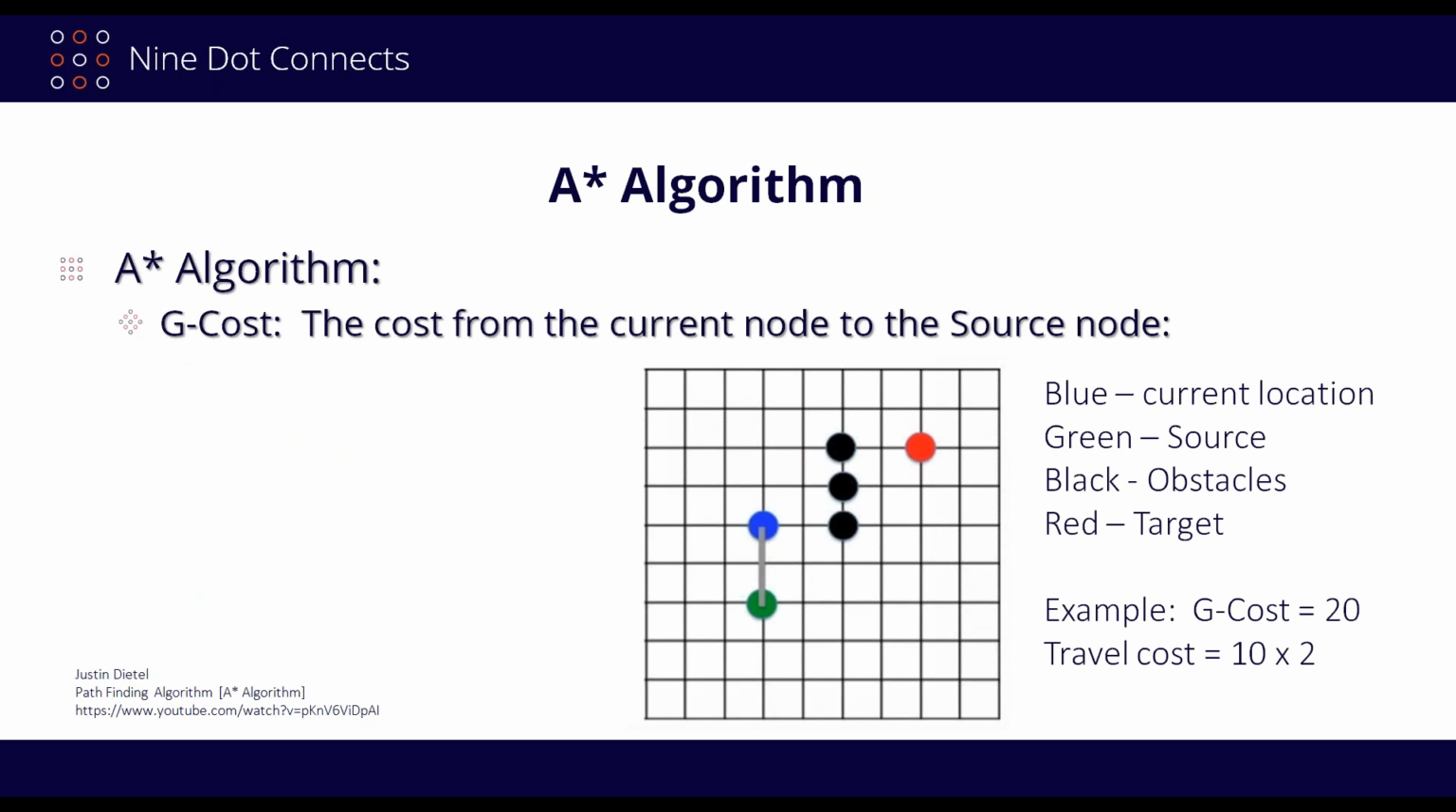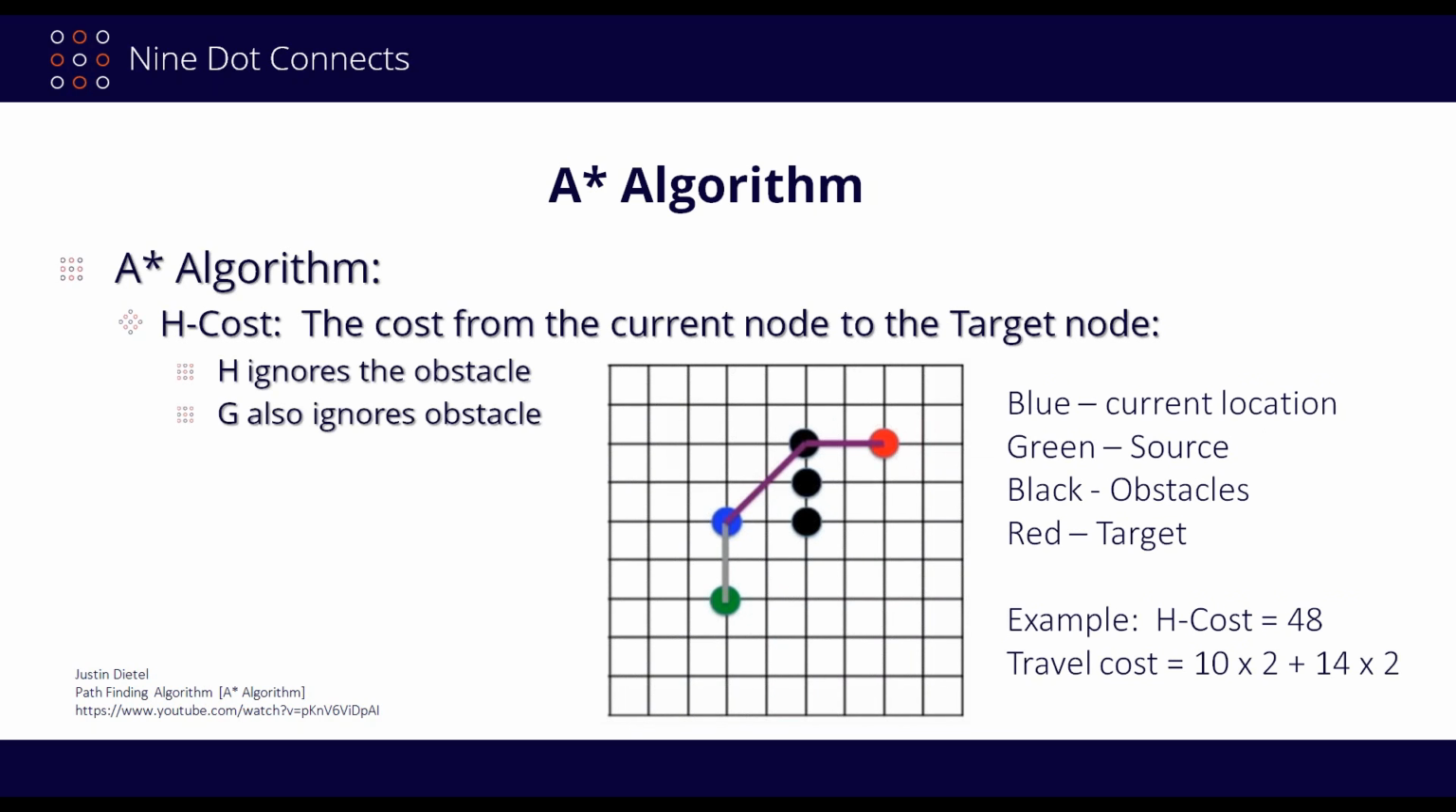So just to give you an example and to talk a little bit more about these travel costs, there's actually 3 different travel costs. The first one is known as the G cost. And the G cost is saying, like, this is where you are and this is where you've been. Where the green is the source and the blue is where you currently are. These black dots are the obstacles, and the red one is your target. So far in this example, our G cost is actually 20 because we had to go 2 nodes. So 1, 2. So that's our G cost.